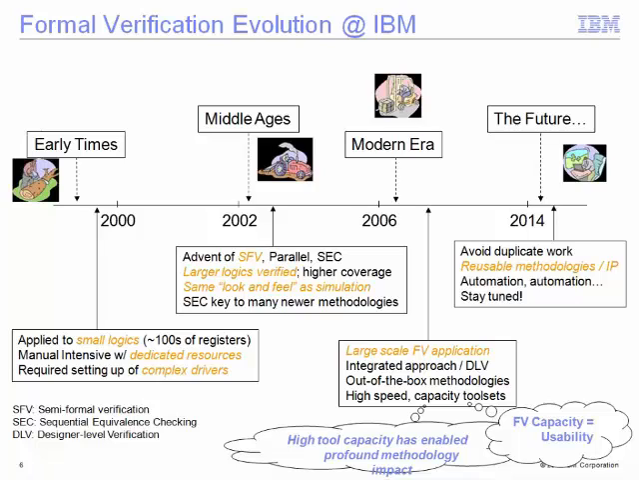And one other key success story is also the deployment of sequential equivalence checking, as Kiran also mentioned, RTL to RTL. So this is also very important for us.